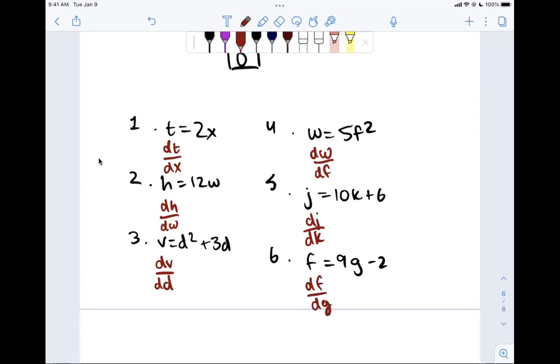All right, now I'd like you to take a minute and try and work out what these would be in terms of whatever the variables are. And again, I'll give the answers in just a moment.